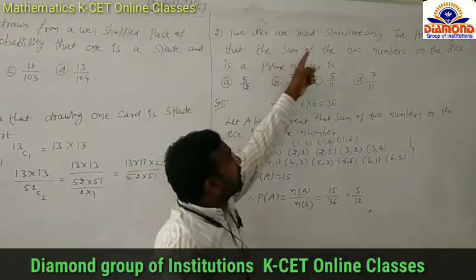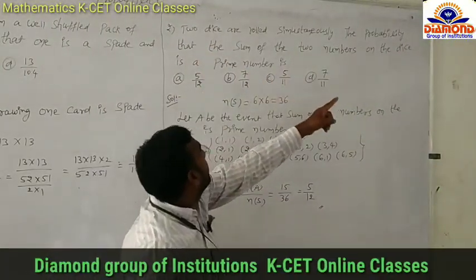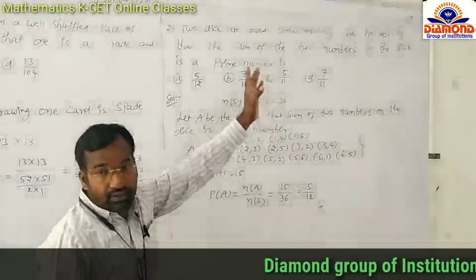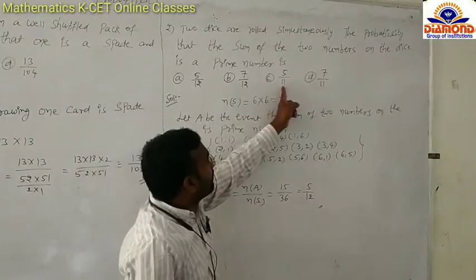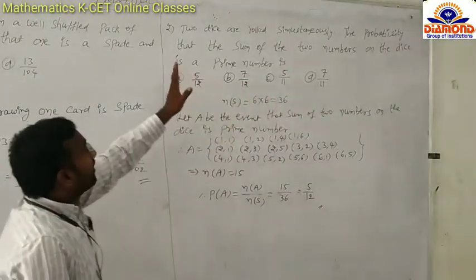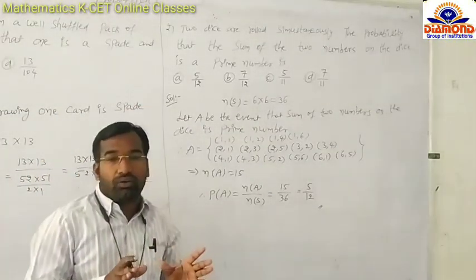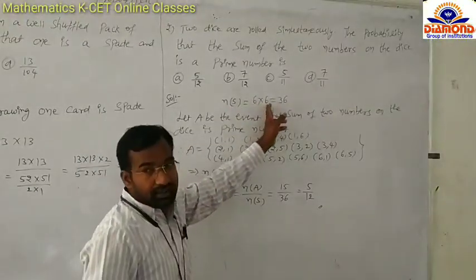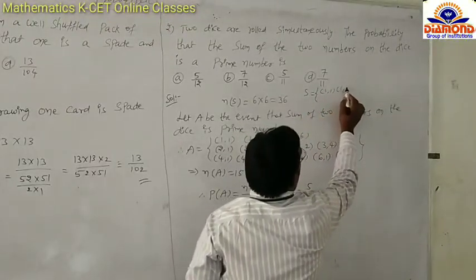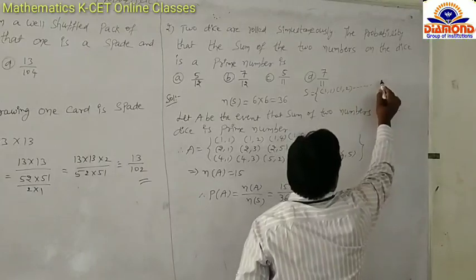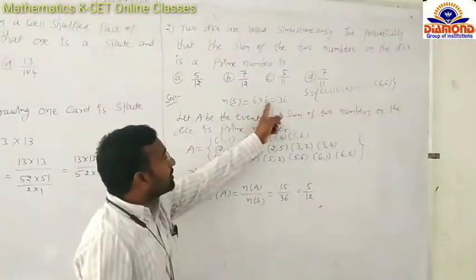Two dice are rolled simultaneously. The probability that the sum of the two numbers on the dice is a prime number is: option A 5 by 12, option B 7 by 12, option C 5 by 11, option D 7 by 11. Here two dice are rolled. One die has 6 faces, so n of S equals 6 into 6 equals 36. The sample space S is (1,1), (1,2), and so on up to (6,6). Total 36.